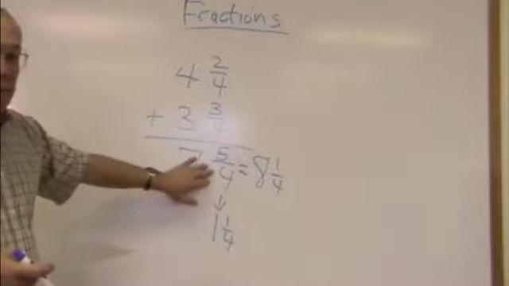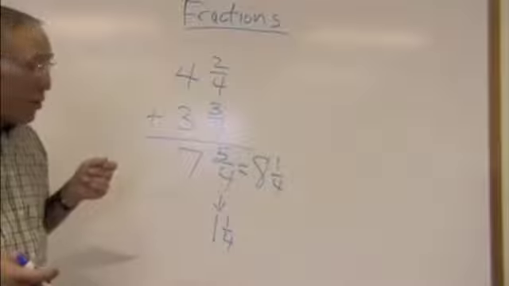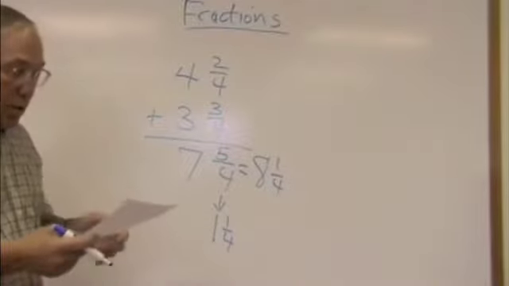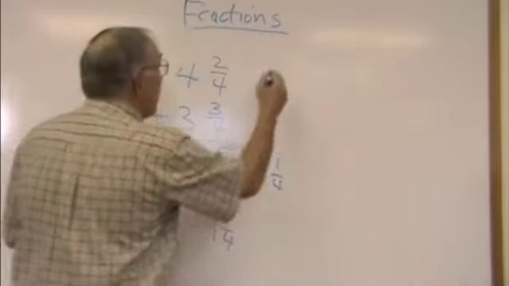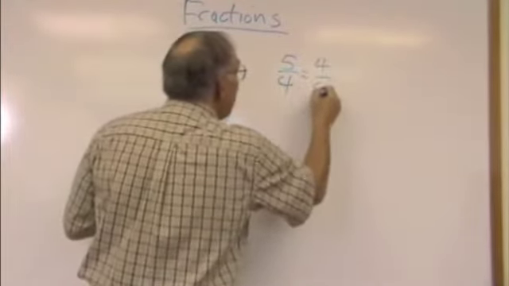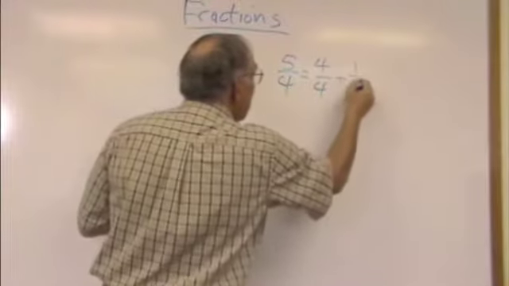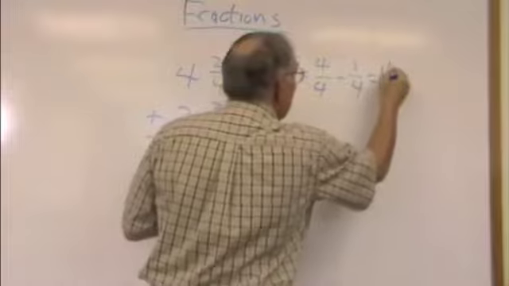Okay. How do we change this fraction, 5/4, to a mixed number? This is called an improper fraction because the top number is larger than the bottom number. We know it's going to be more than 1. There's a little method we could use to do that. If we have 5/4, we could think, well, that's the same as 4/4 plus 1/4, okay, which is the same as 1 and 1/4.